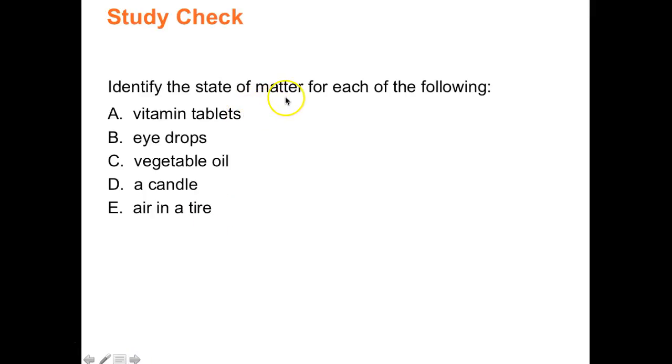Identify the state of matter for each of the following: vitamin tablets, solid; eye drops, liquid; vegetable oil, liquid; candle, solid; air in a tire, gas.